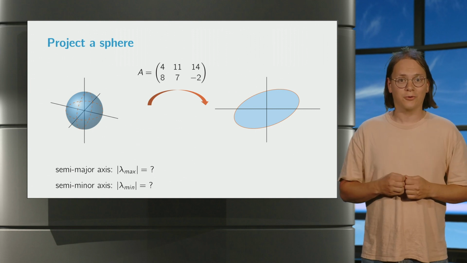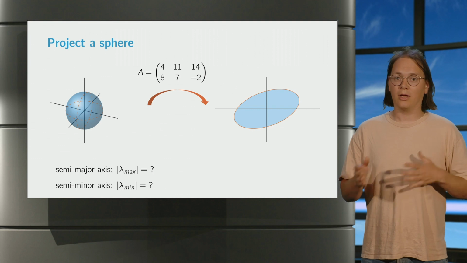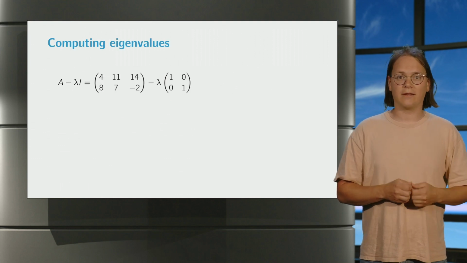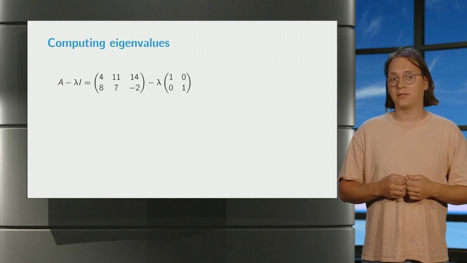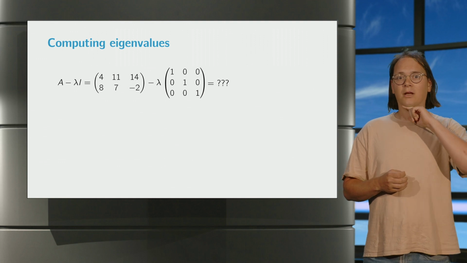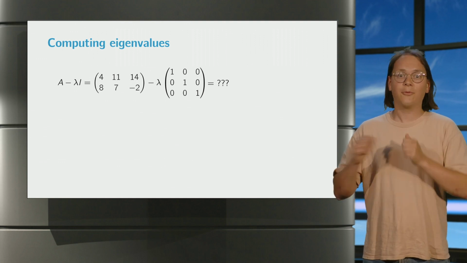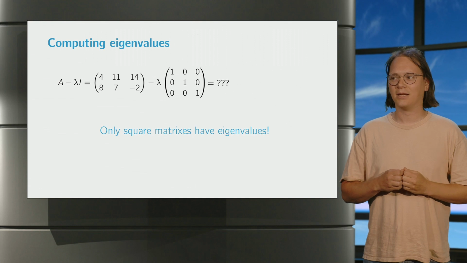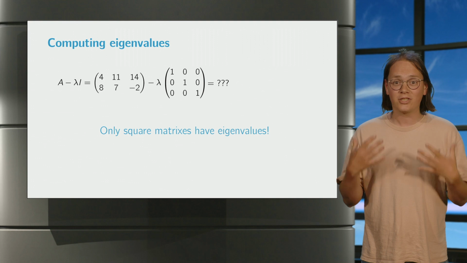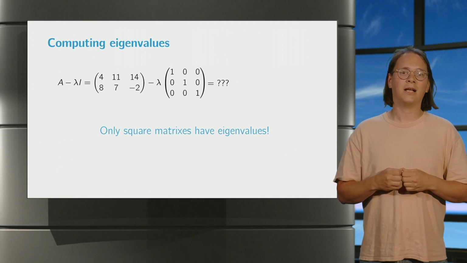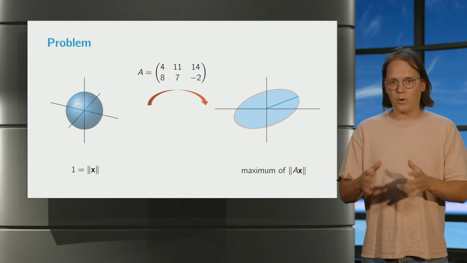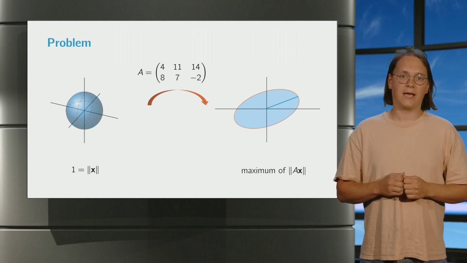Luckily, we already know what to do. We simply need to compute the minimal and maximal eigenvalues of A. So we'll start by subtracting lambda times the identity matrix. This gives us... Of course, we need to subtract the 3x3 identity matrix this time. Again, a no-go, of course. This is because only square matrices have eigenvalues. It seems we need a slightly different concept to answer the same question for this non-square matrix A.